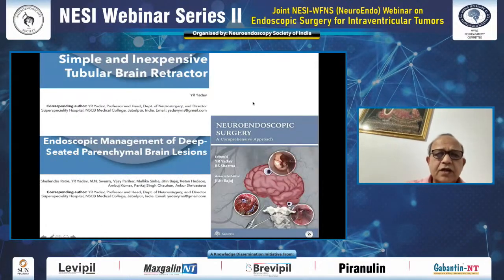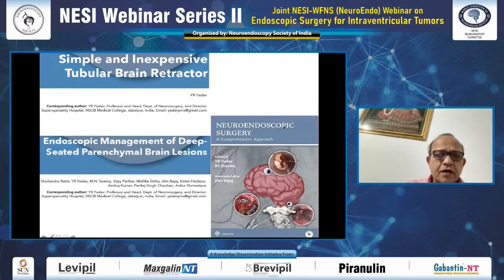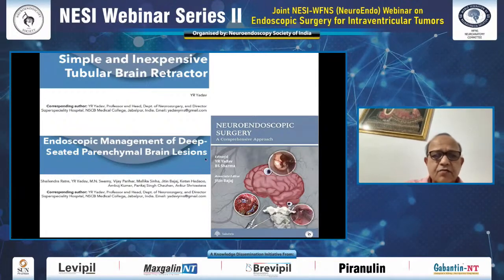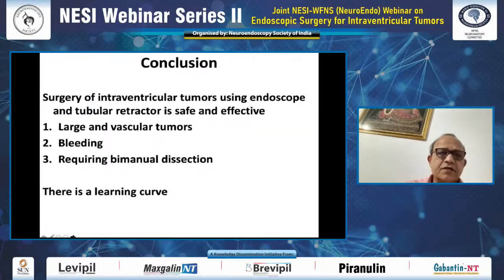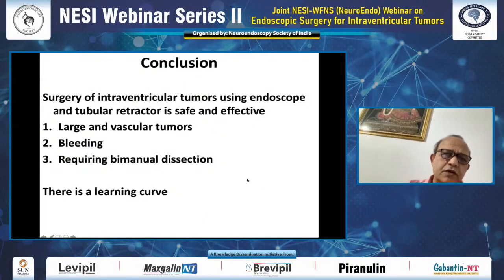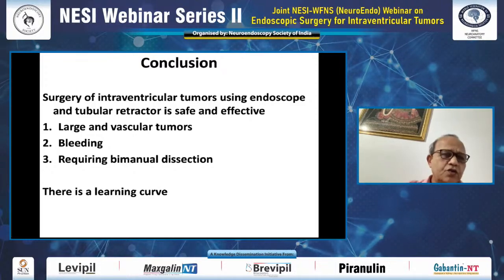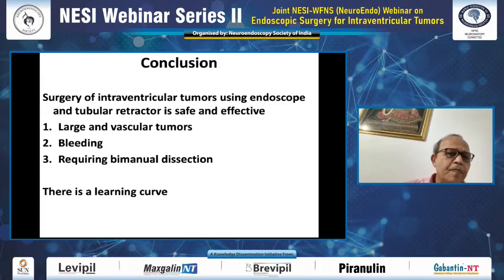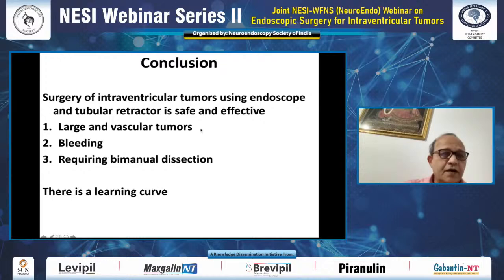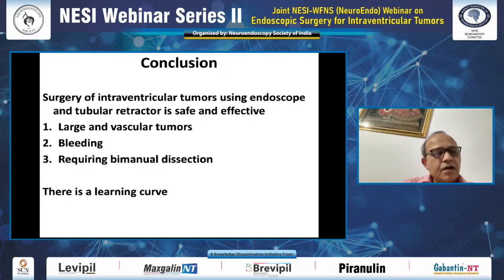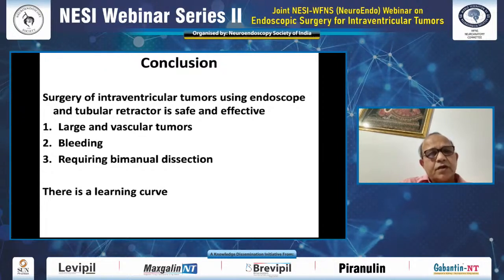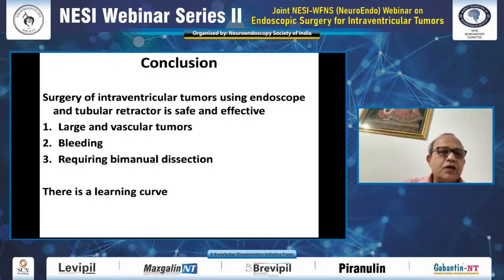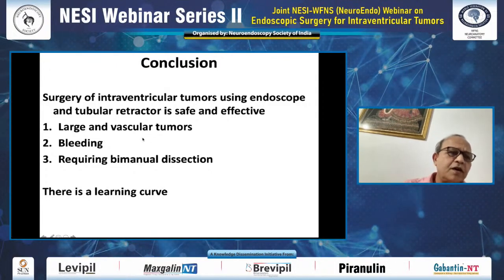For detail, you can see our book on neuroendoscopic surgery, where all details are given on how to use this and what the limitations are. To conclude, surgery for intraventricular tumor using endoscope and tubular retractor is safe and effective. Large and vascular lesions also can be managed when you use a tubular retractor. Obviously, using channel endoscopic surgery, you can use this for smaller lesions, but when there is a large lesion, then you can use a tubular retractor and endoscope.